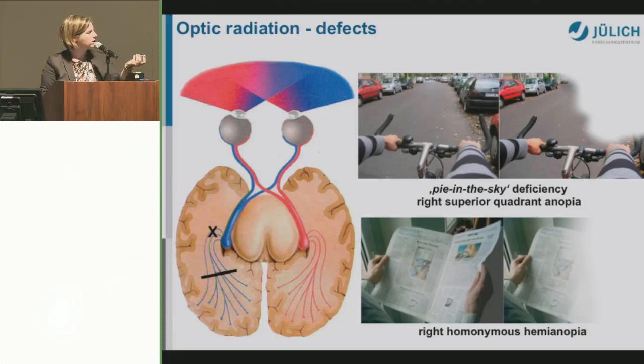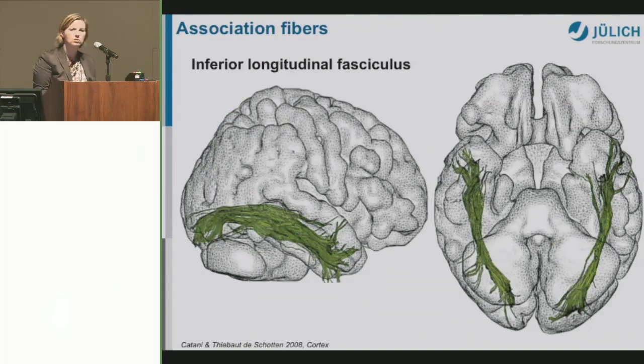So let's move on to the association fibers. So if the information is within the occipital cortex and has been processed within the different cortical areas, how does the information move on into different other areas, not only within the visual system, but also beyond to other higher association areas? And I will show you first two major fiber bundles. The first one, which I want to show you, is the so-called inferior longitudinal fasciculus, here depicted from the lateral aspect and here from the ventral aspect.